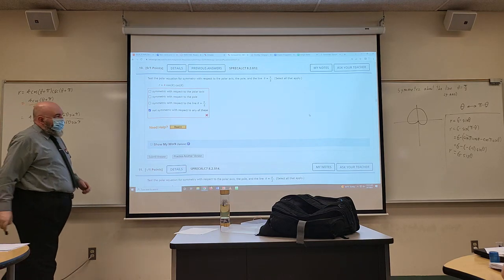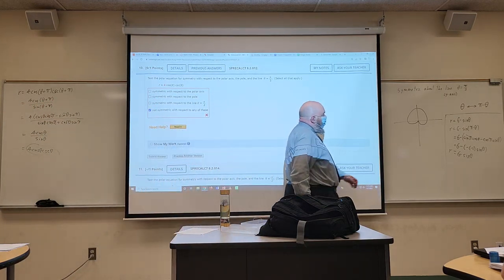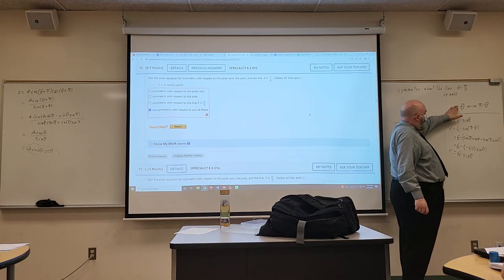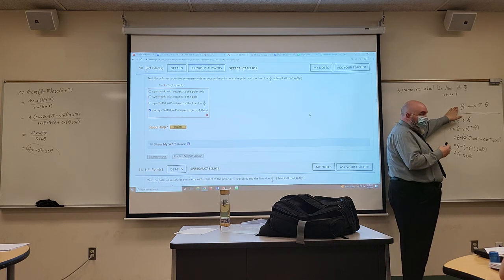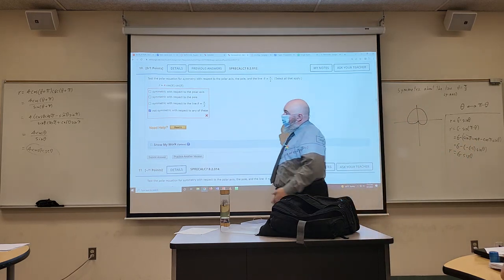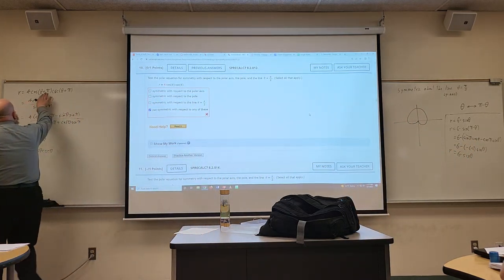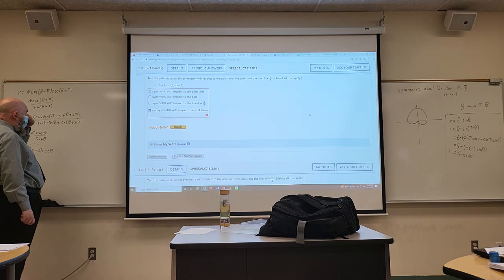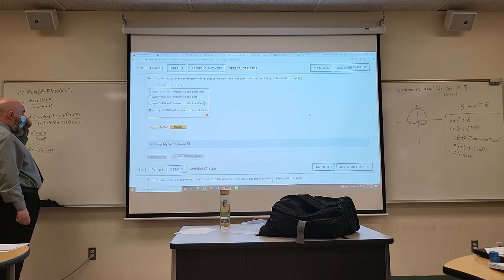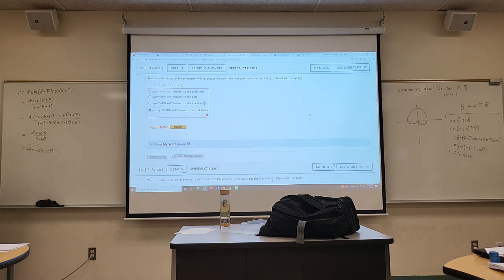It depends what you're testing for. This is the test for symmetry about the line theta equals pi over 2. For symmetry about the pole, you replace theta with theta plus pi. So there are two ways to test the origin. You either change the sign of R, right? If R and negative R are interchangeable, that is pole symmetry. But that one is not always easy to spot.